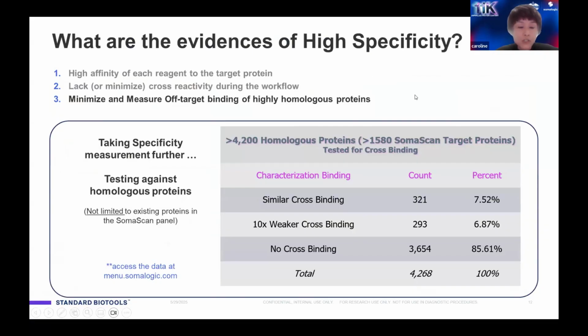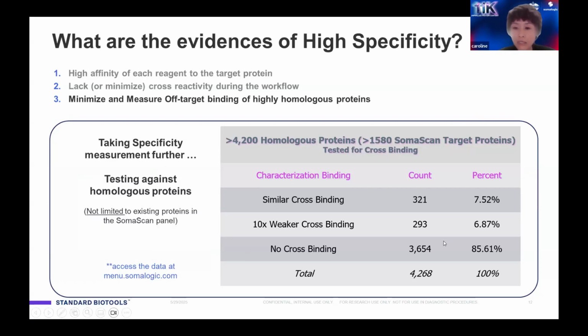So here is an illustration demonstrating that we also further tested our specificity by looking at 1,580 SomaMer reagents with known homologous proteins. We tested 4,200 homologous proteins against these 1,580 SomaMer reagents to look at their binding to their closely related protein partners.